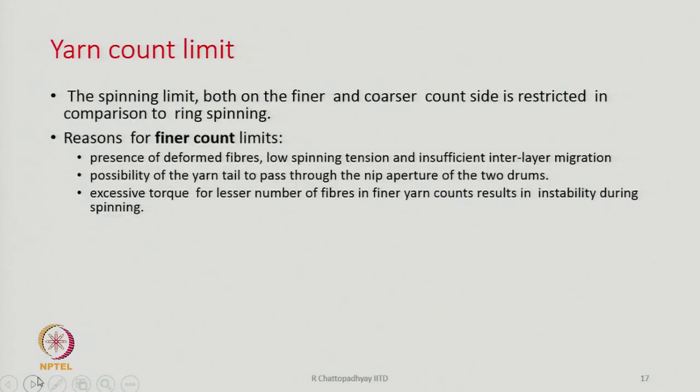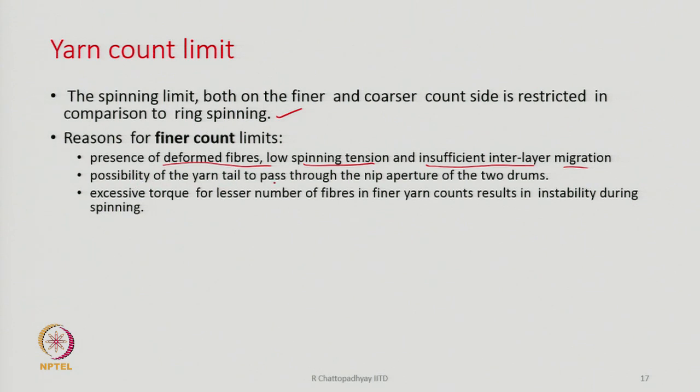Now, the count limit in the system. The spinning limit, both on the finer and the coarser count side, is restricted in comparison to ring spinning. Reasons for finer count limits: presence of deformed fibers, low spinning tension and insufficient interlayer migration. This means as we go towards finer and finer counts, the yarn will be more and more weak, and therefore, spinning will be almost impossible. So, very fine counts we cannot really produce here.